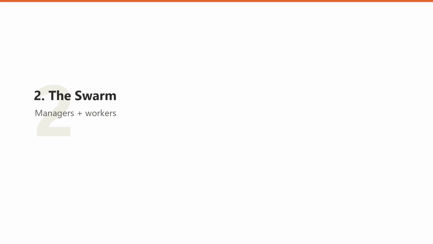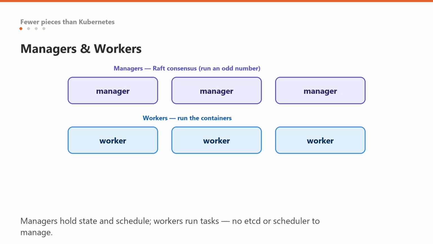Concept 2. The Swarm itself. A swarm is made of two kinds of nodes, just like Kubernetes, but simpler. Manager nodes run the control logic. They hold the desired state, schedule work, and coordinate using the Raft consensus algorithm to stay in sync, so you run an odd number, like 3, for high availability. Worker nodes just run your containers. A manager can also act as a worker. Compared to Kubernetes, there's no separate etcd, no scheduler component to manage, no controller manager. The manager node does it all. Fewer pieces, less to break, less to learn.